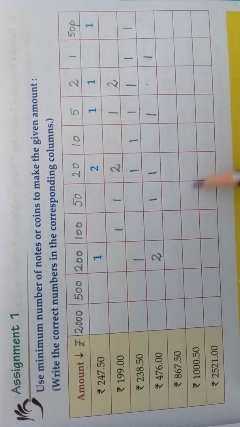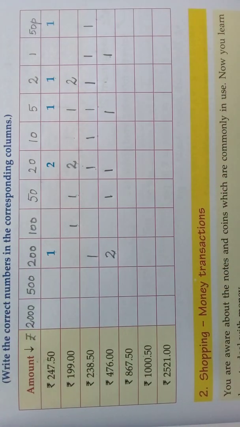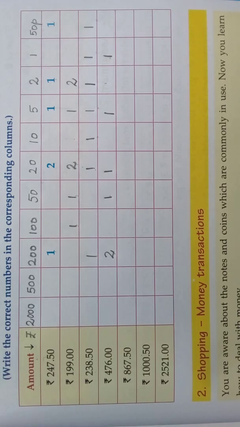Okay, understood children? So in this way do the remaining sums. 3 sums are there. So do it on your own. It's very interesting. Okay.